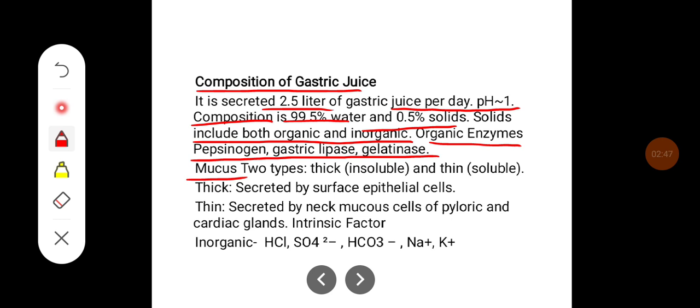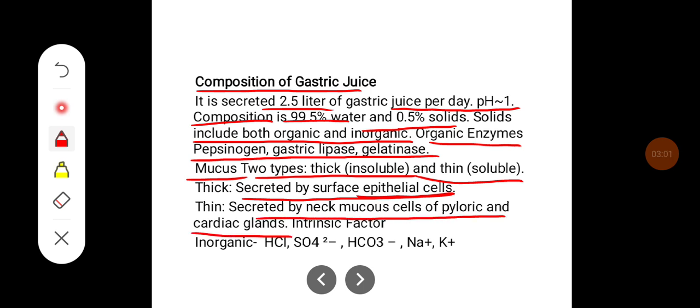The mucus secreted is of two types: the thick insoluble mucus and thin soluble mucus. Thick mucus is mainly secreted by the surface epithelial cells, whereas thin mucus is secreted by the neck mucous cells of the pyloric and cardiac glands. And also it contains intrinsic factor. If you see the inorganic components, they are mainly made up of hydrochloric acid, sulfates, bicarbonates, sodium, and potassium.